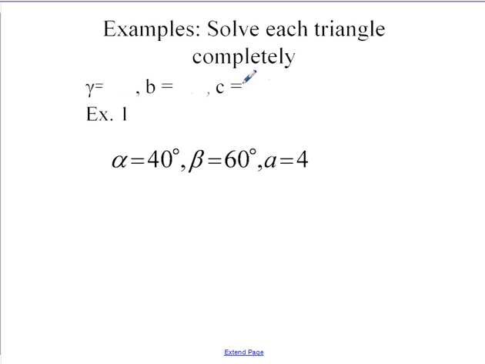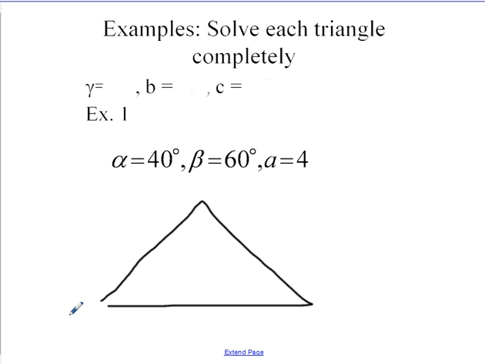So let's try this. We're going to solve this completely. First things first, let's draw an oblique triangle. Make sure you label your sides and your angles right away. So here I have angles A, B, and C. I'm given that angle alpha, which is A, is 40 degrees. So here's 40. B is 60, so B is 60 degrees. And side length A is 4.